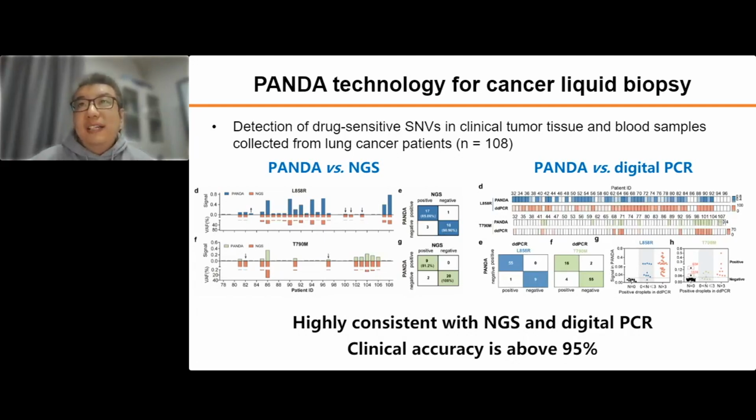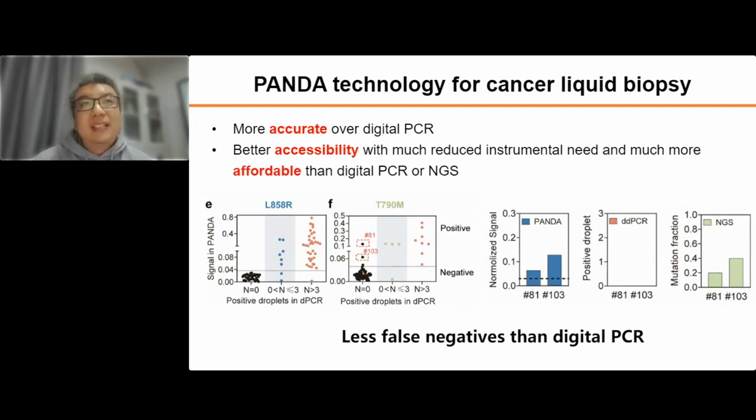We also found in some cases, for example, in patient number 81 and number 103, using our PANDA technology, we found these two patients are positive for the T790M mutation. However, the digital PCR classified them as negatives. We compared the results with the NGS deep sequencing and confirmed that those two patients are actually positive. So basically, this means our technology could be more accurate than the digital PCR.